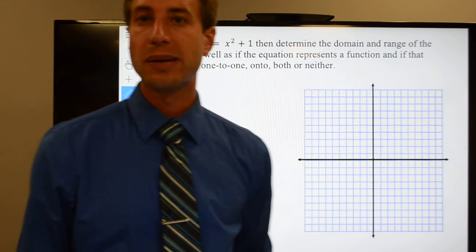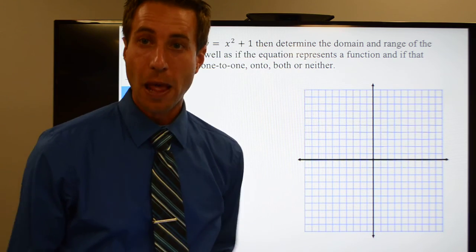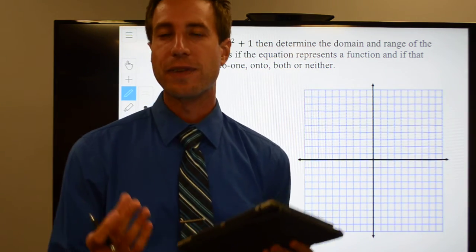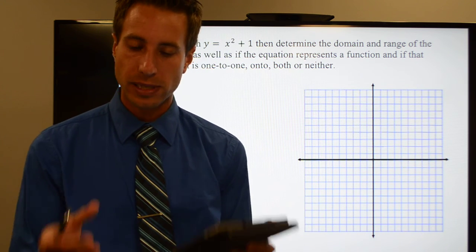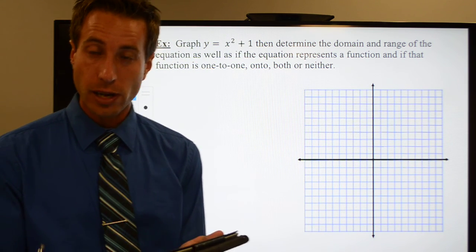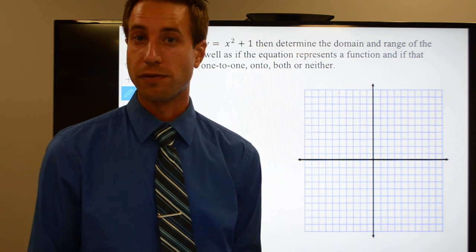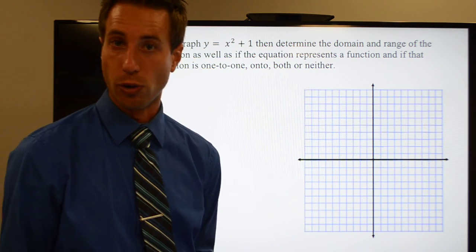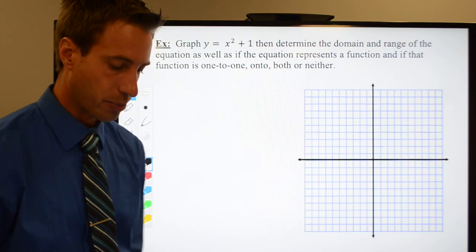Let's go ahead and get a little bit more practice with graphing a relation or a function. We'll check and see which one we've got, and then figure out if it is representative of a function by checking using the vertical line test. So figuring out is it one-to-one, onto, both, or neither. Let's go ahead and jump right into this.